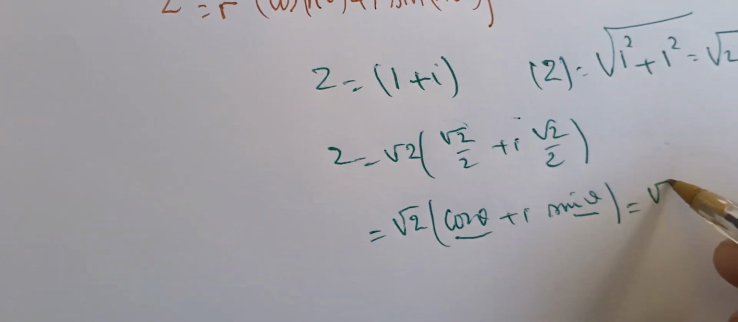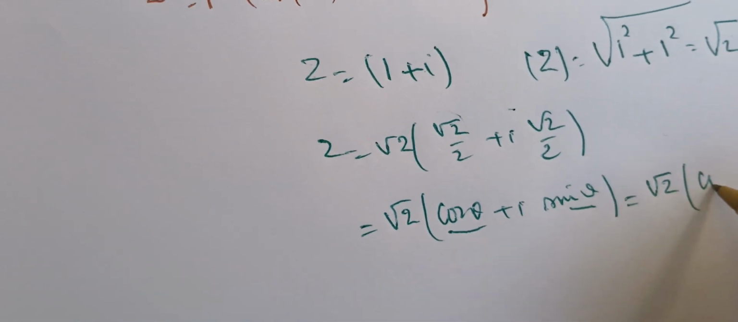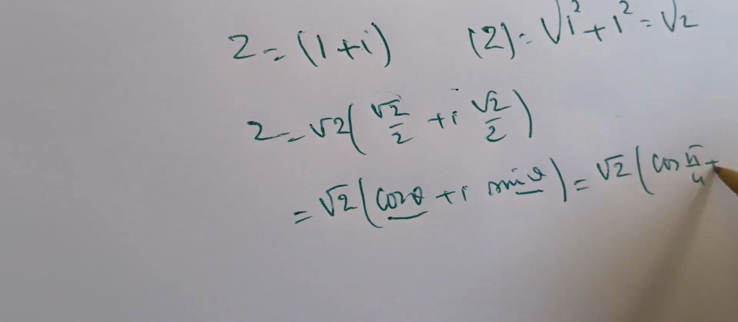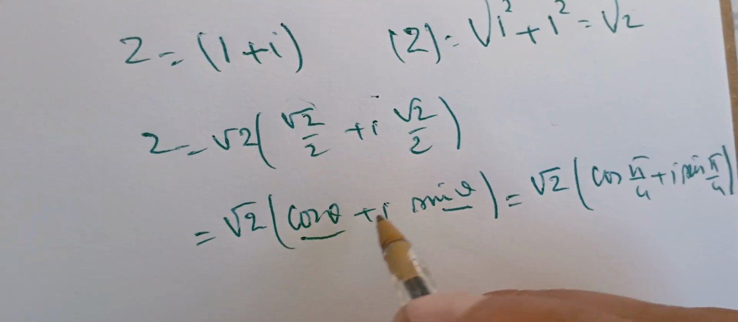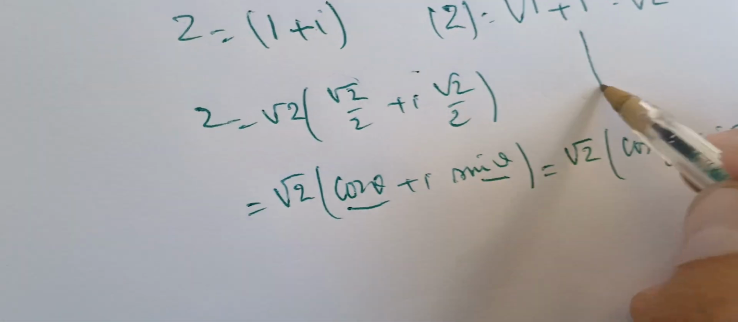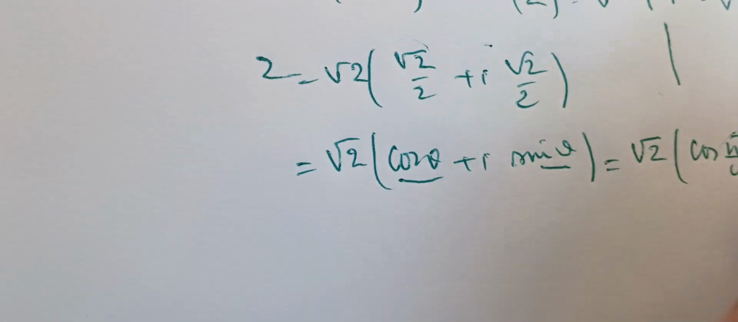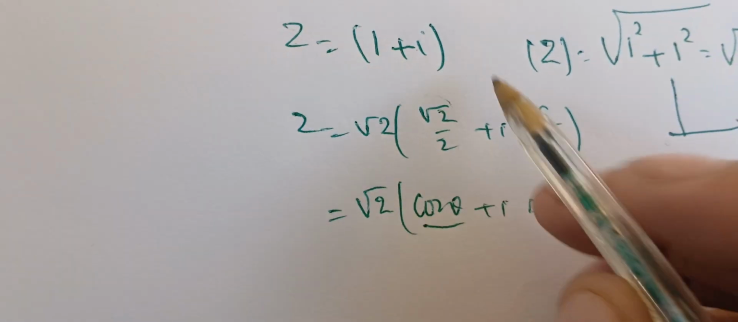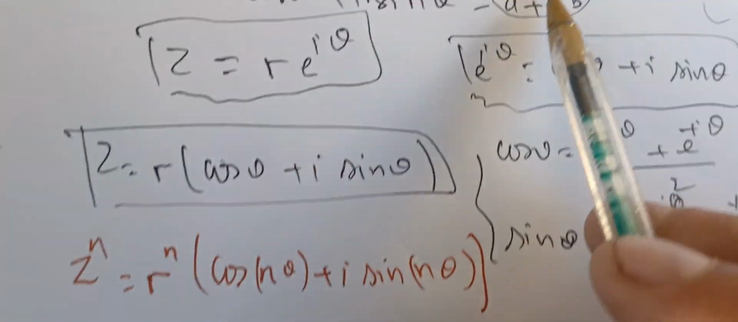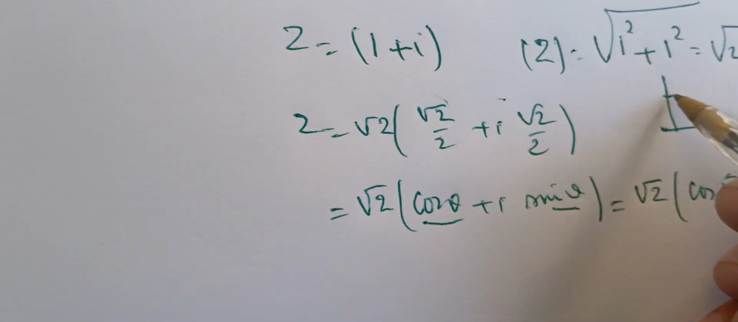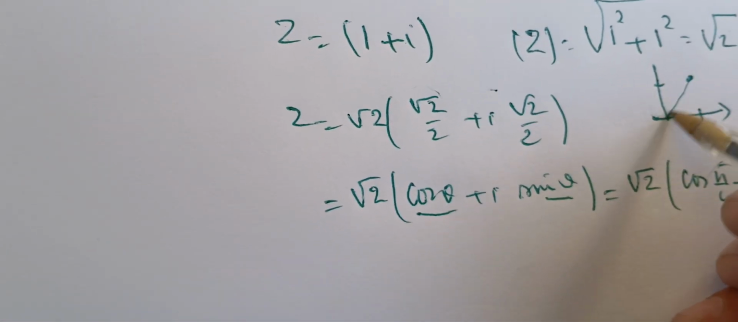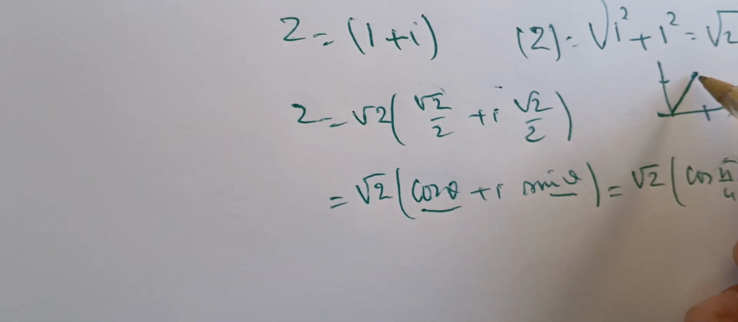So I can write this one as square root of 2 cosine pi over 4 plus i sine pi over 4. Another way to find this angle is to graph this number. As we said earlier, the real part is 1 and the imaginary part is 1. So therefore, the image is here. This is my z.